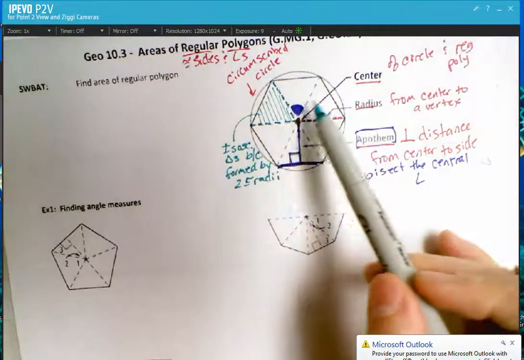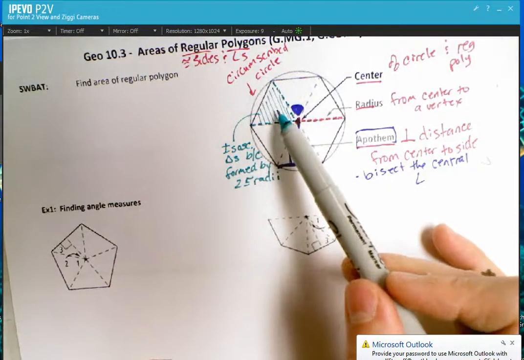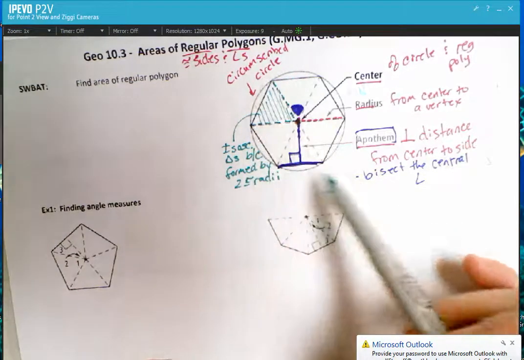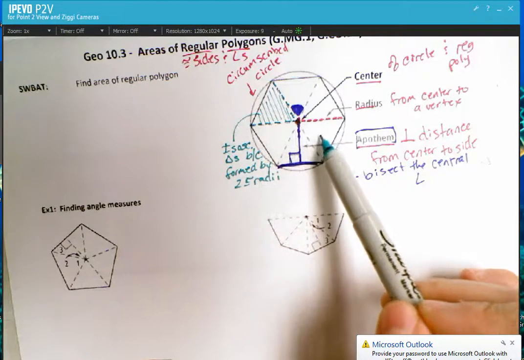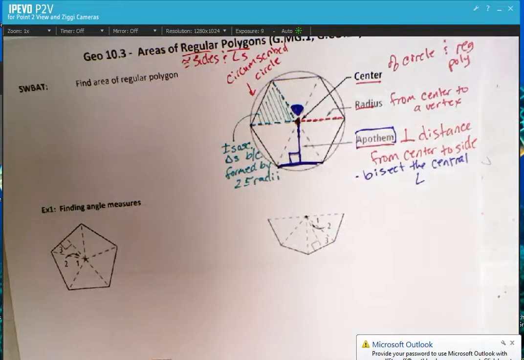So when we're looking at these, if I can find the area of just this isosceles triangle, I can take that area and multiply it by 1, 2, 3, 4, 5, 6. The number of sides in the polygon will determine how many of these isosceles triangle wedges are inside that polygon. So that's a separate method we could use too.